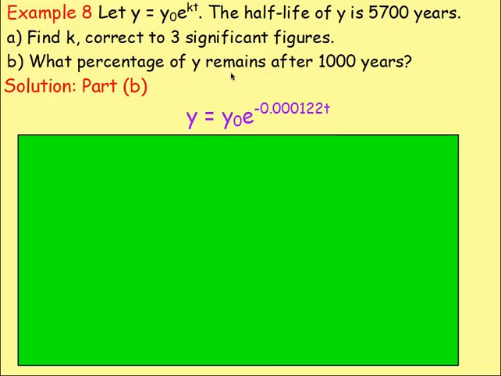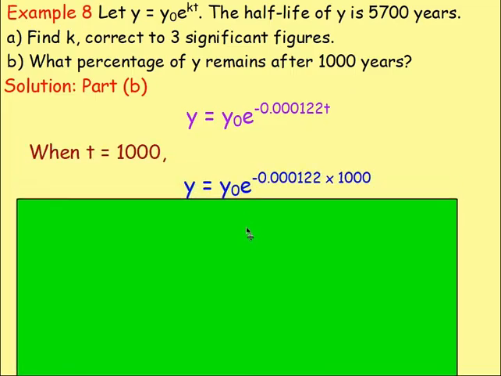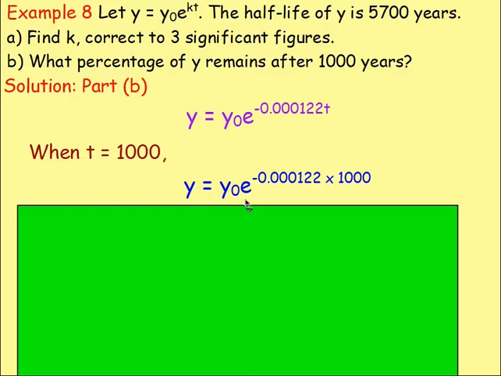From there, what percentage of y remains after 1,000 years? Well, let's see how much of it remains. So we know we've got 1,000 years, so let's replace t with 1,000. So y would equal y naught times e to the power of negative 0.000122 times 1,000.